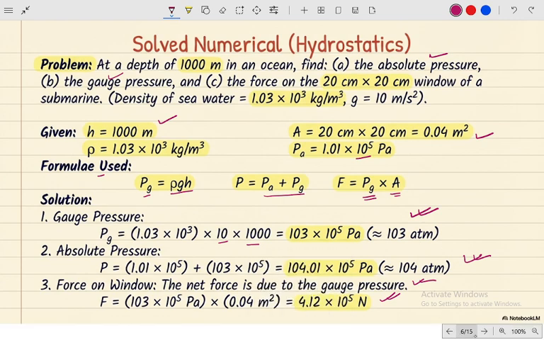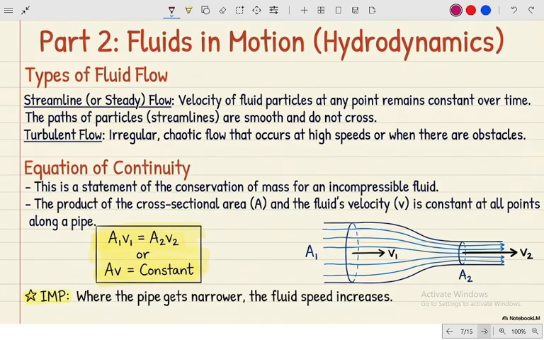So the next important thing is fluids in motion, or hydrodynamics. That is types of fluid flow. Streamlined and steady flow: velocity of fluid particles at any point remains constant over time. The paths of particles, streamlines, are smooth and do not cross each other. Turbulent flow: irregular, chaotic flow that occurs at high speeds or when there are obstacles.